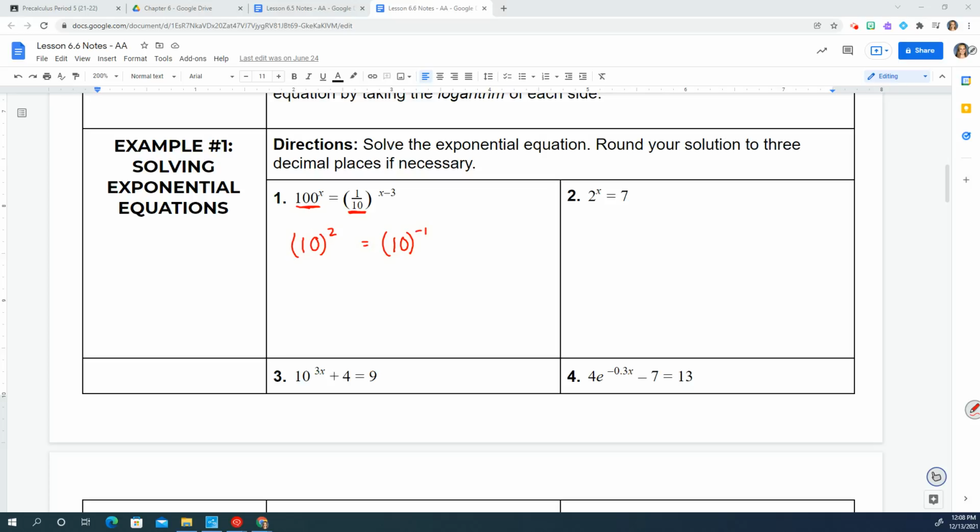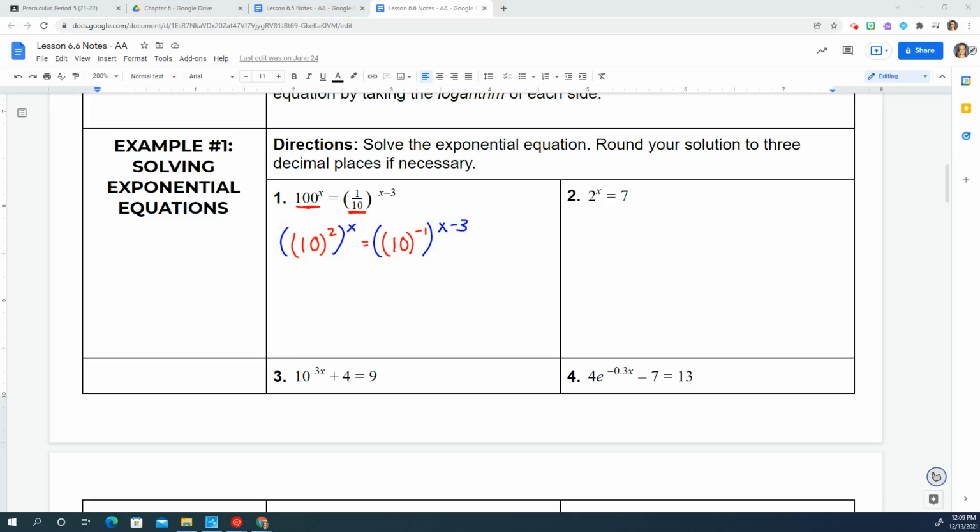Okay? So the first thing you should check in an exponential equation is, can I rewrite both sides with the same base? 100 is 10 squared, so I have 10 squared to the power of x. And 1/10 is 10 to the negative first, and that's being raised to the x minus 3 power. You can see I just rewrote those red numbers with the base of 10.